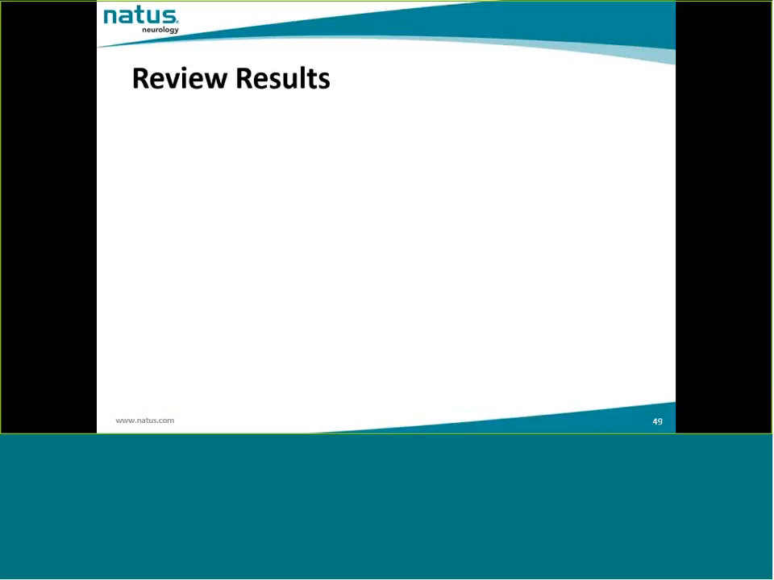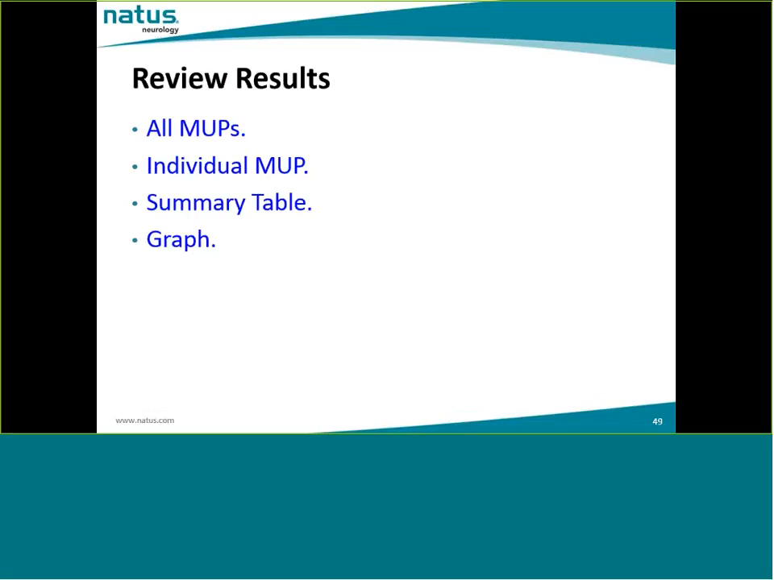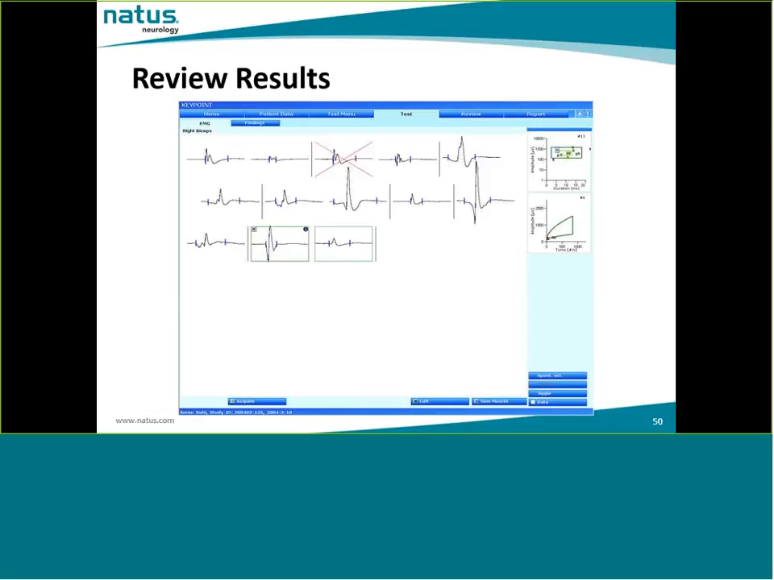Then we want to review our results, and this is done in many ways. We can look at a display that shows all motor unit potentials. We can look at individual motor unit potentials. We can look at the summary table that contains all the tabulated data. Or we can look at the data in a graphical manner.